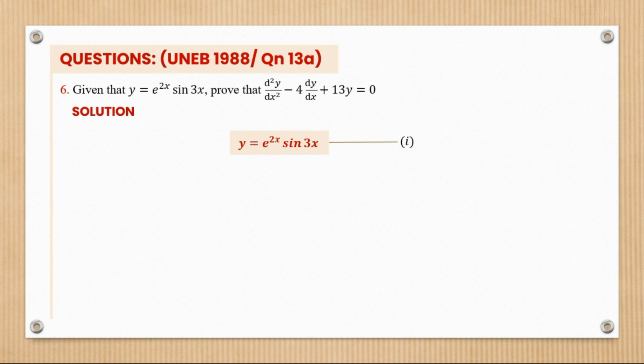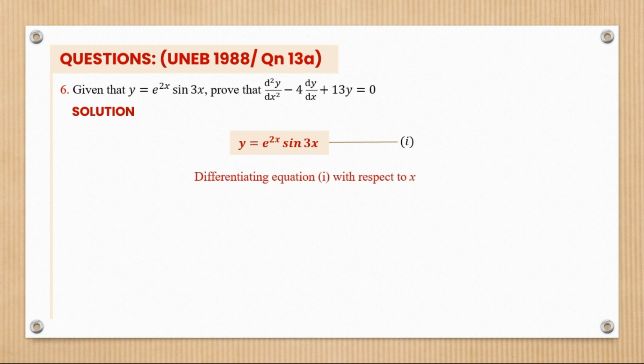So this is what we have. We have y is equal to e power 2x times sine 3x, and this shall be our equation 1. When we differentiate this, we're going to use the product rule in this case. Another thing that is important for you to identify is that, because you see second, the highest derivative is the second derivative right here. It basically means that we will have to differentiate twice.